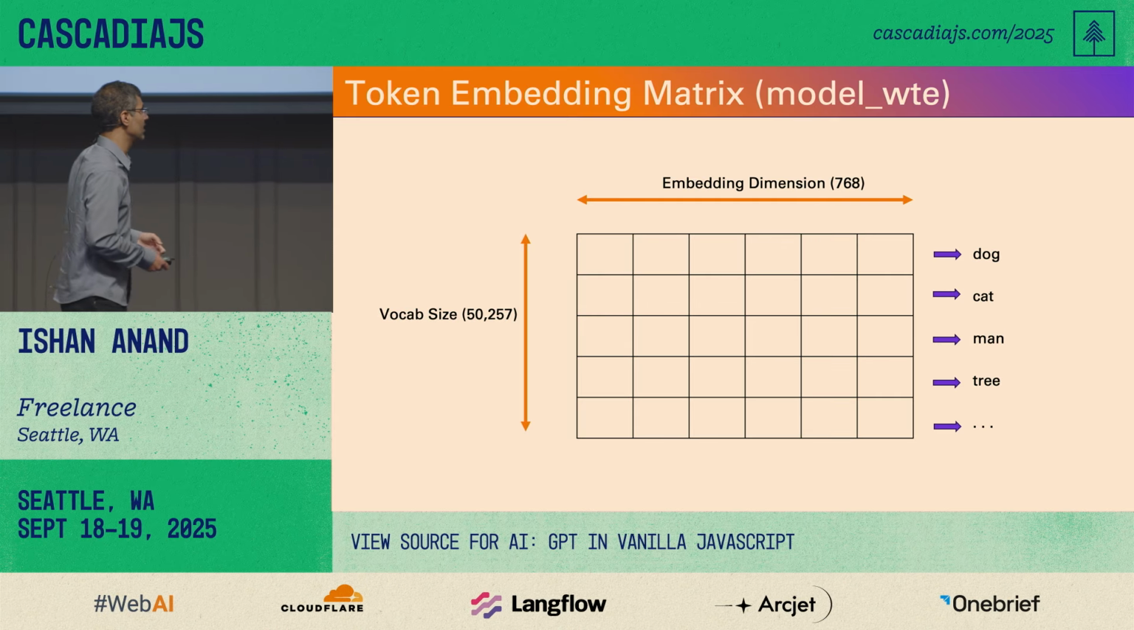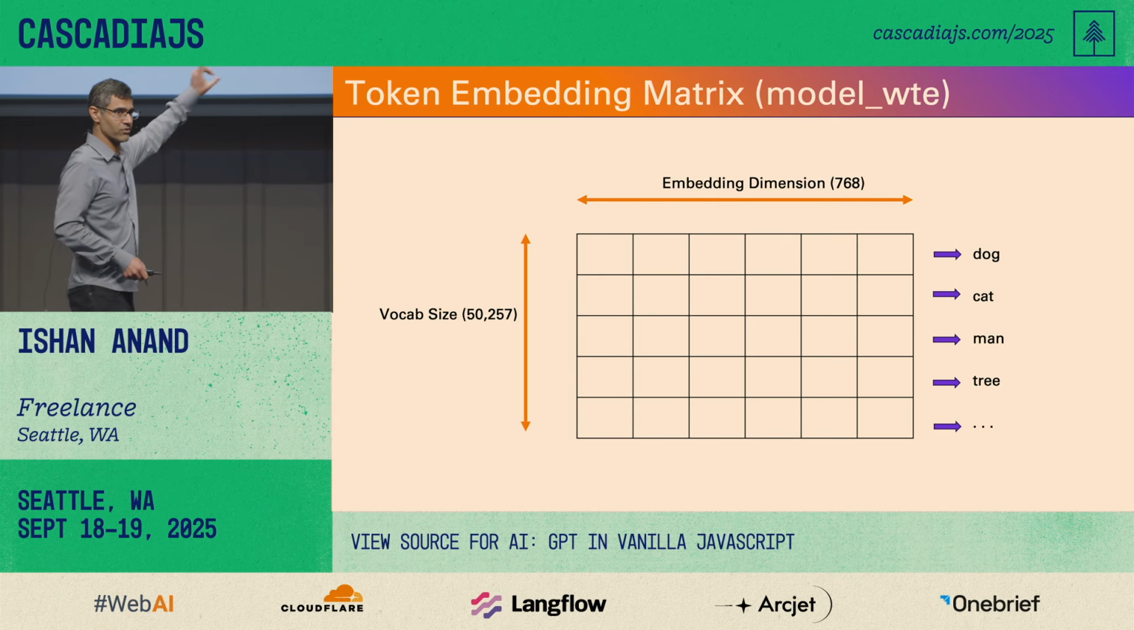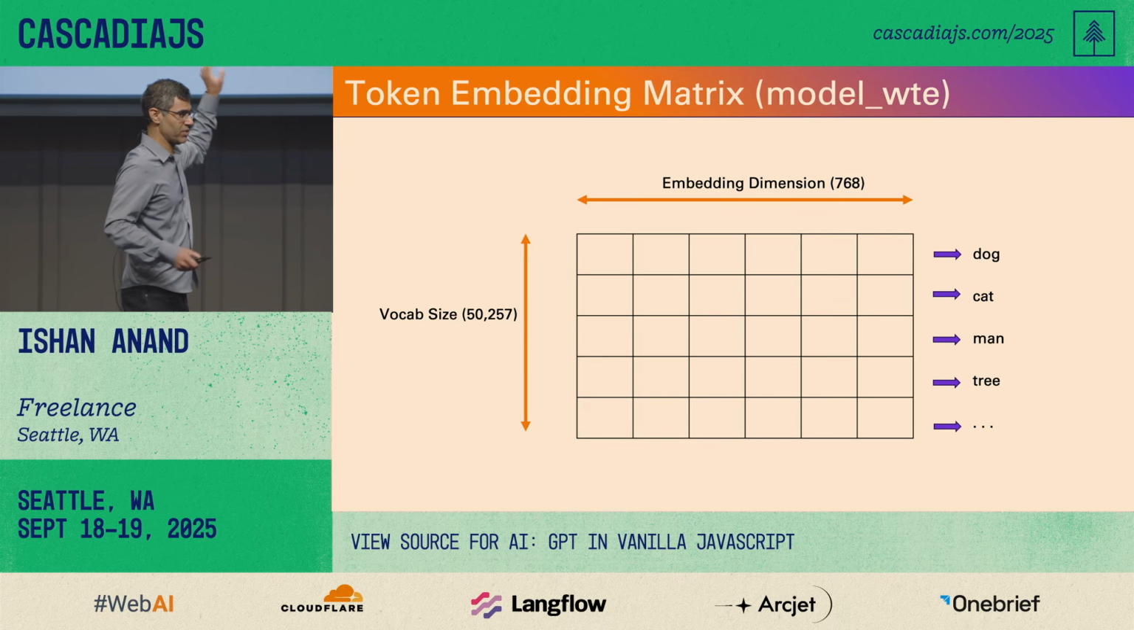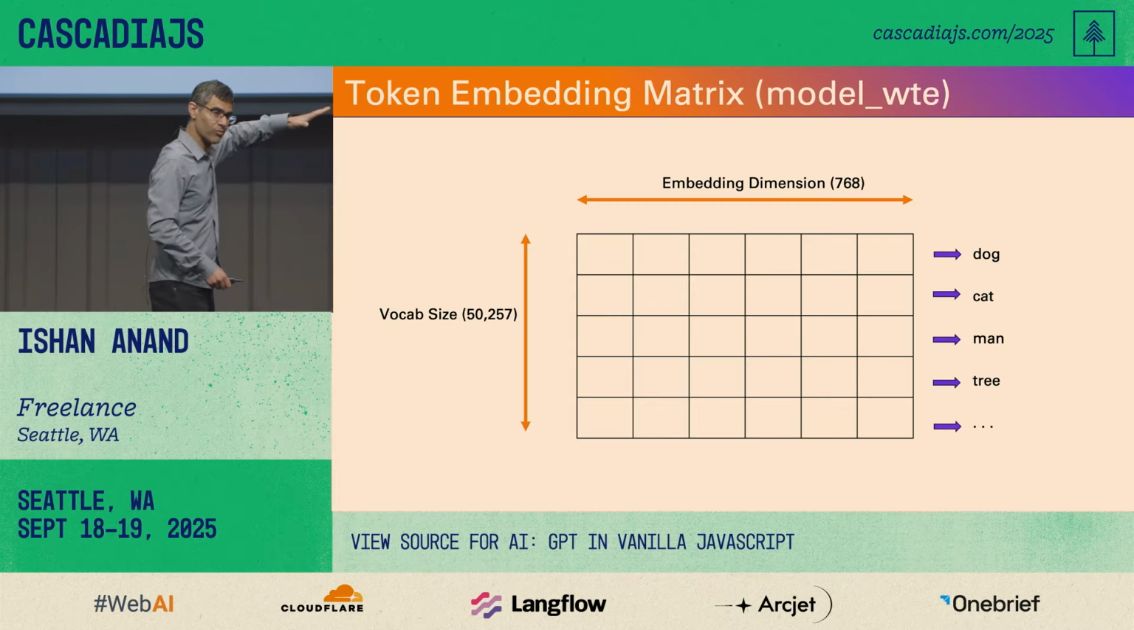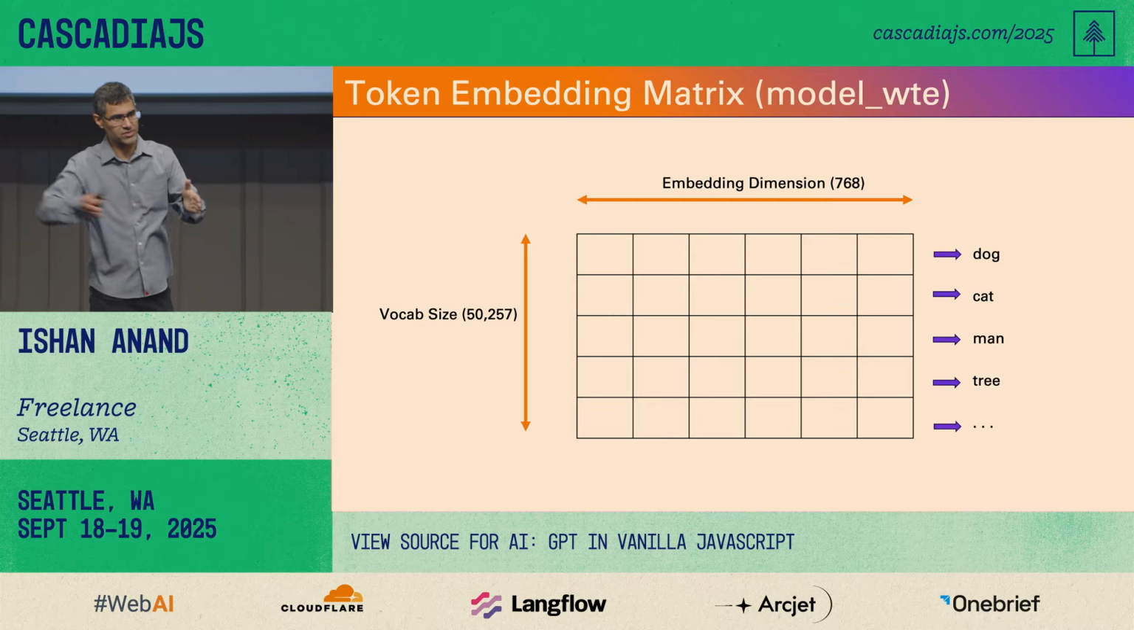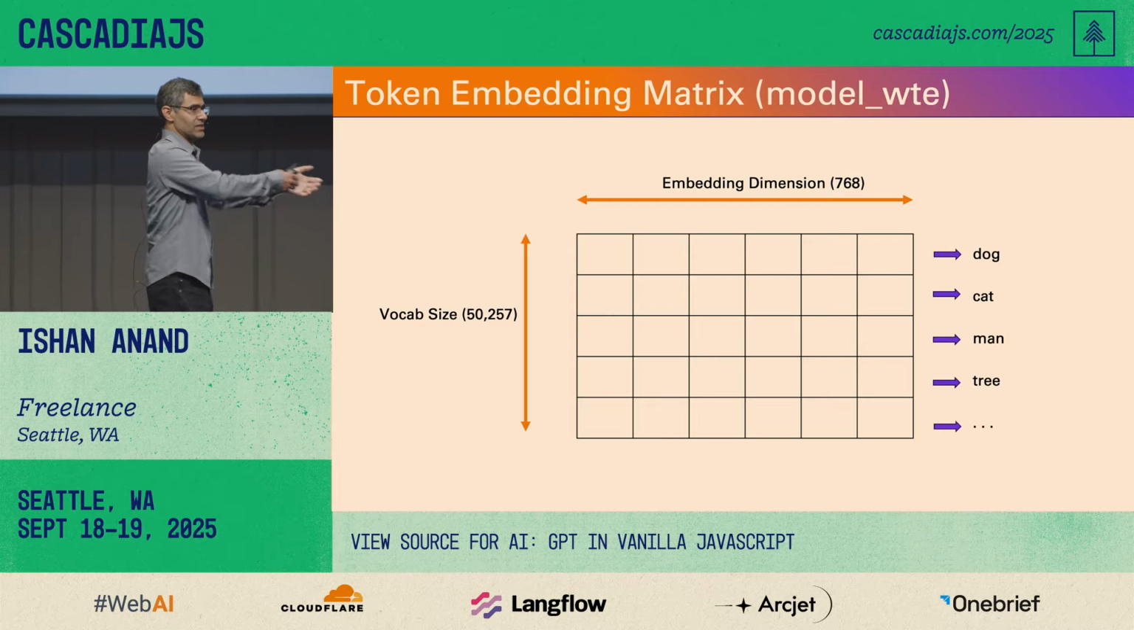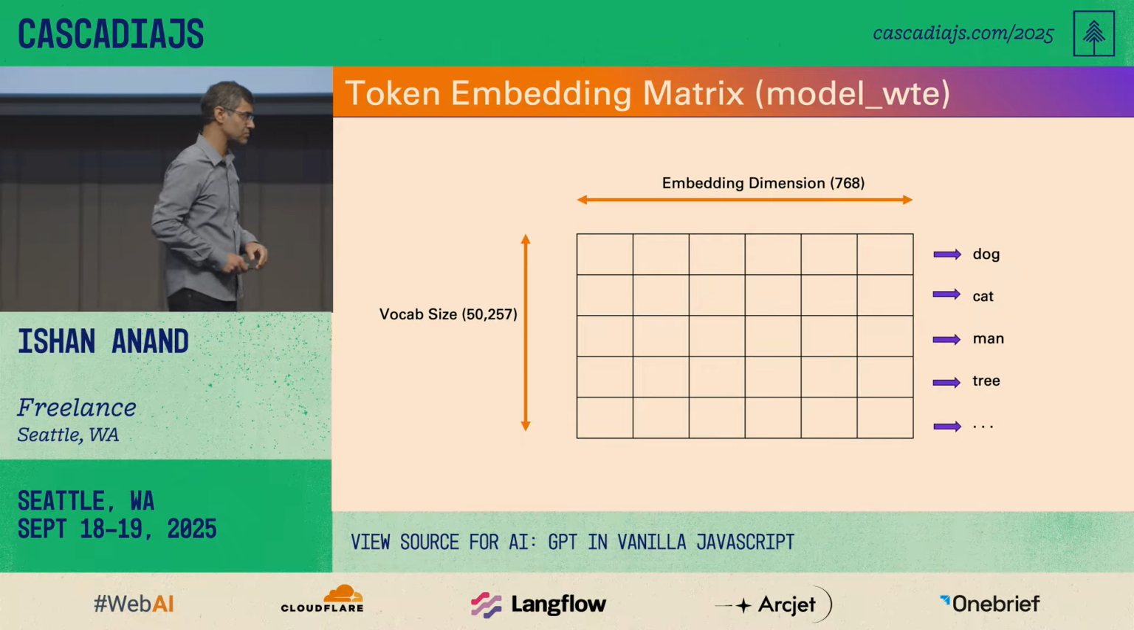So if I want the embedding for cat, I just go to the right row, pull it out, and append it to my growing context length. If the next word is man, I'll go to that row, pull that embedding out, and append that onto my growing context length. And that's how we take basically your input and turn it into embeddings.